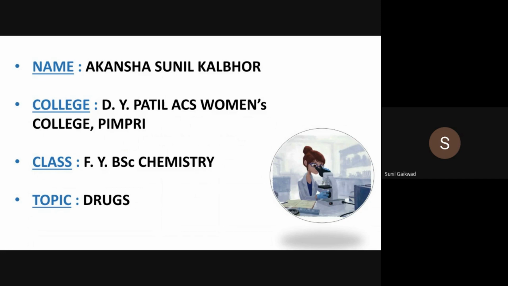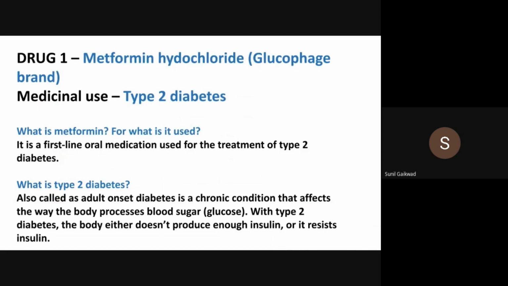Today, I'm going to present a PPT presentation on drug molecules. So let's start. Our first drug is metformin hydrochloride, which is sold under the brand name Glucophage. Its medicinal use is basically for type 2 diabetes. So, what is metformin and what is it used for? It's a first-line oral medication used for the treatment of type 2 diabetes.